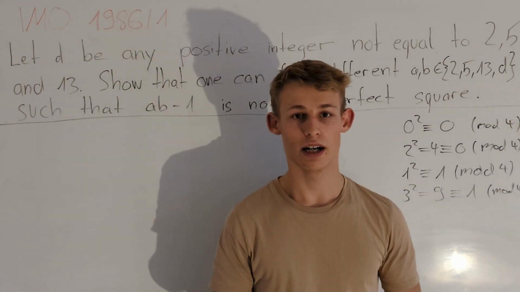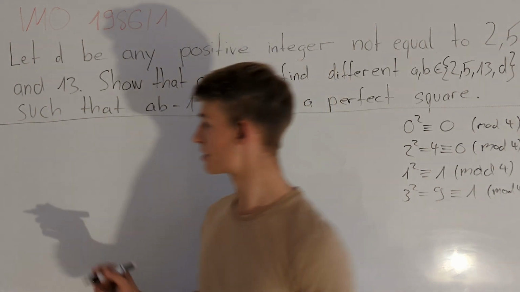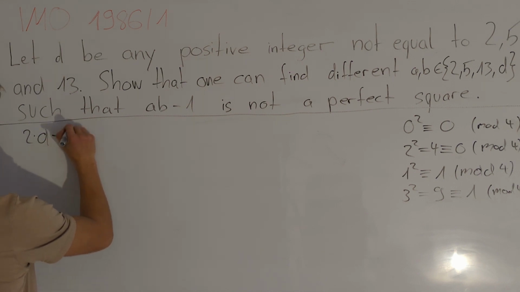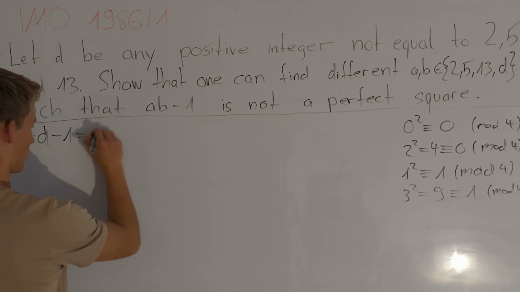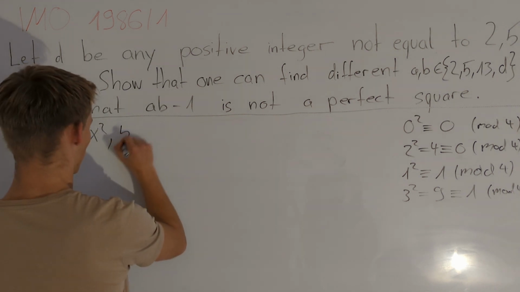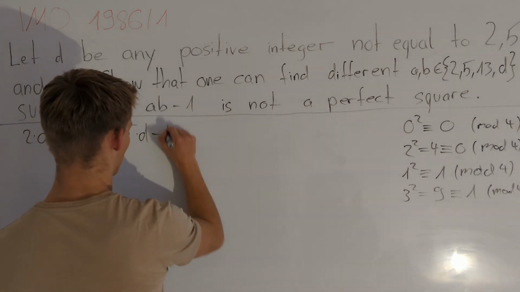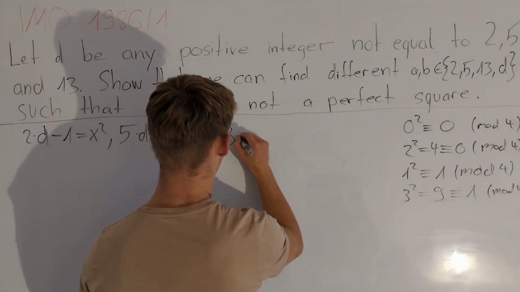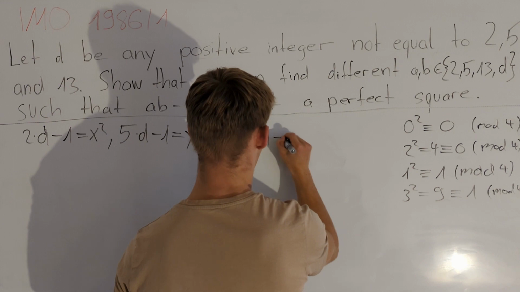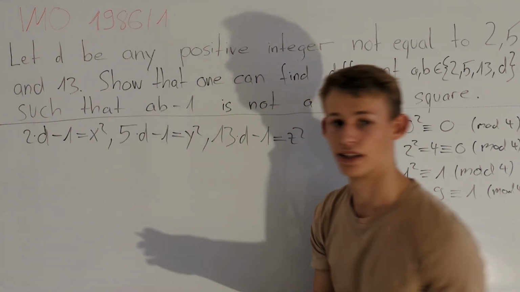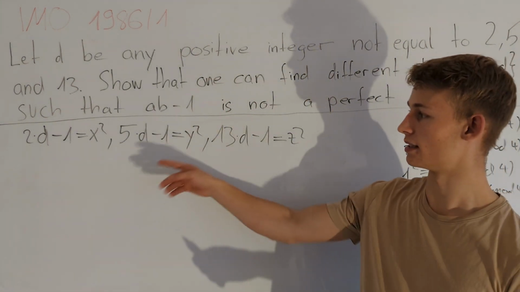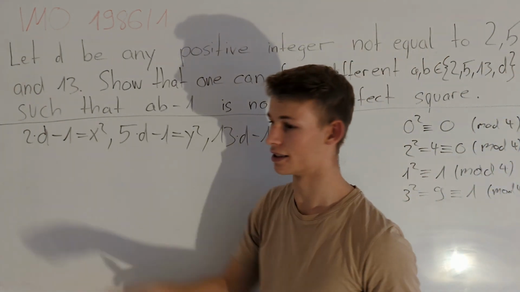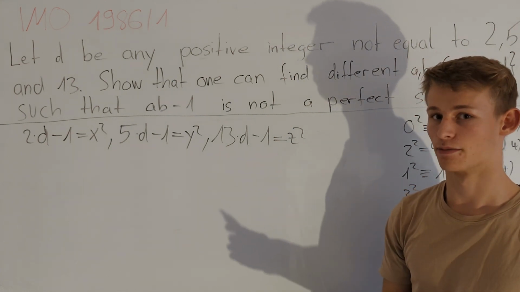Okay, so now I want to make a proof by contradiction. So let's assume that 2 times d minus 1 is equal to x squared, 5 times d minus 1 is equal to y squared, and 13 times d minus 1 is equal to z squared. As I already said, it's a good idea to consider this equation in modulo 4, and therefore we think about d in the different residue classes modulo 4.